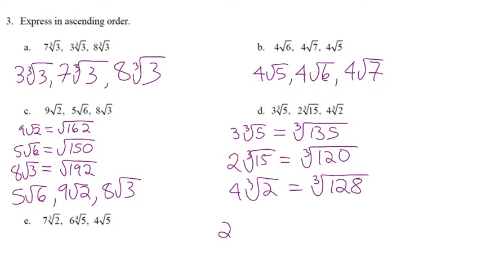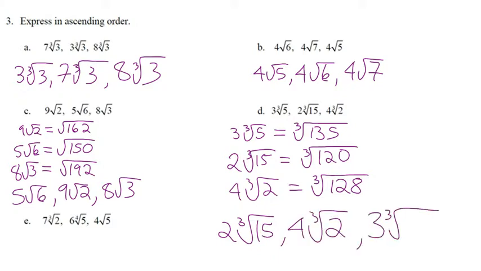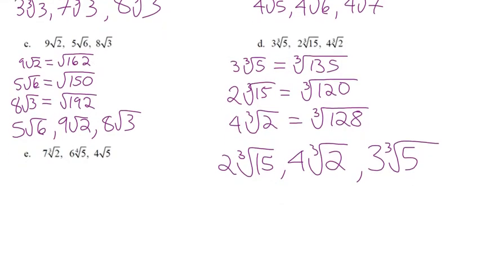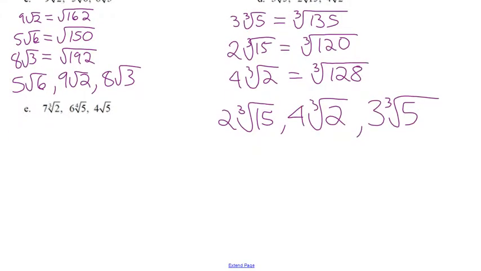So smallest is 2 cube root 15, followed by 4 cube root 2, followed by the largest, 3 cube root 5. But wait, there's more. Okay? So we got E. Now, this time we have cube roots and square roots and fourth roots. So how do we compare those?